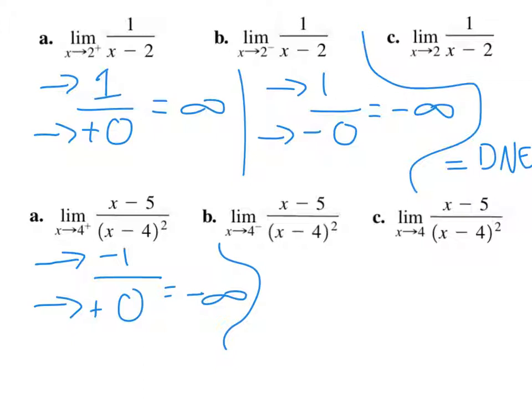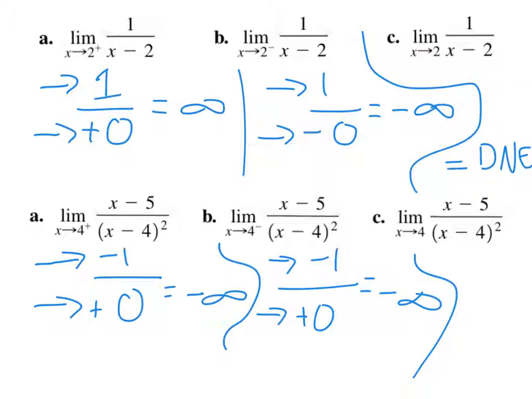For part B, the numerator is still approaching negative 1. As x approaches 4 from the left, we're plugging in numbers like 3.9, 3.99, 3.999. When you subtract 4 from that, you get something that's negative and small, but you still have to square it. So negative and small squared is actually going to become positive and small. So this will still be negative infinity. It's a bad infinity. There we go.